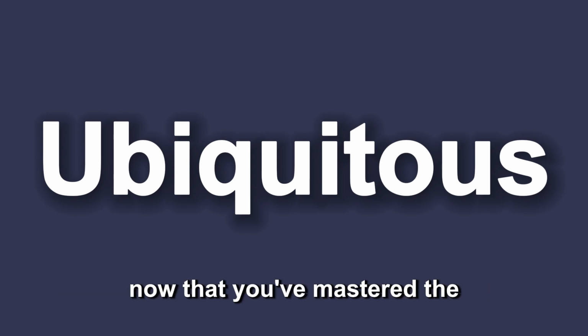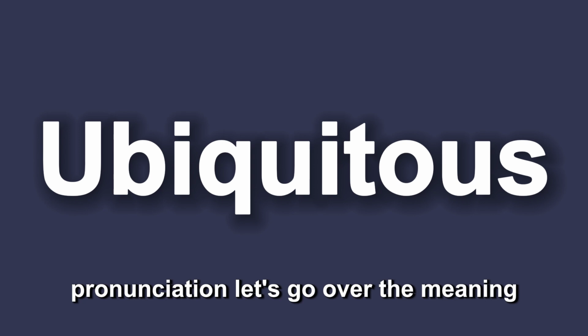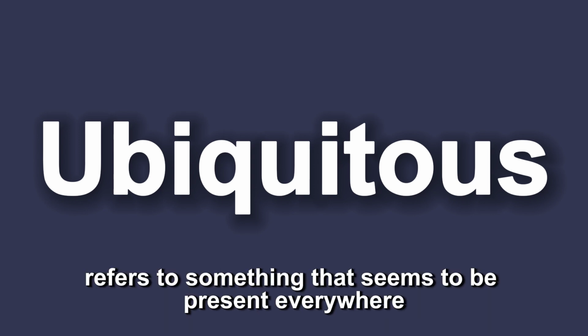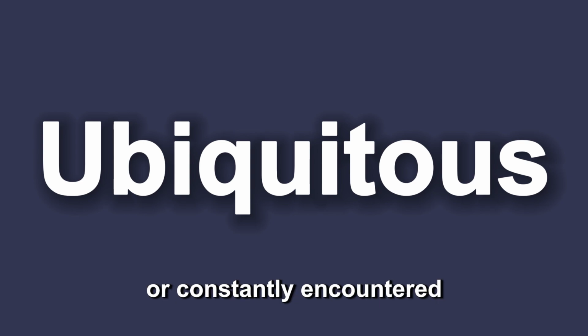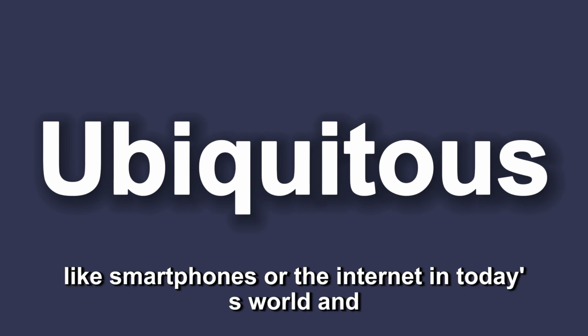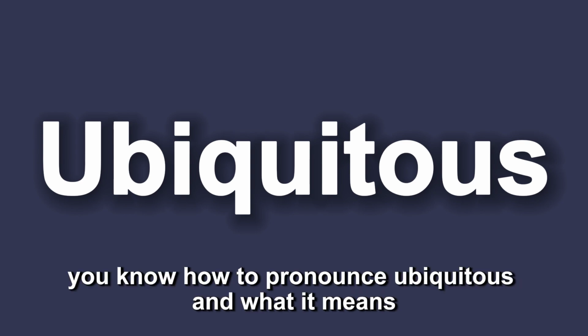Now that you've mastered the pronunciation, let's go over the meaning. Ubiquitous refers to something that seems to be present everywhere or constantly encountered, like smartphones or the internet in today's world. And that's it. Now you know how to pronounce ubiquitous and what it means.